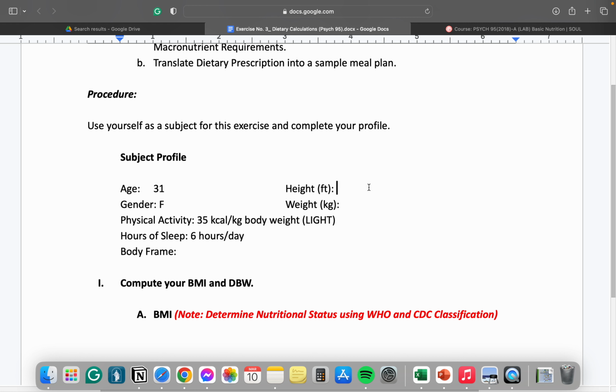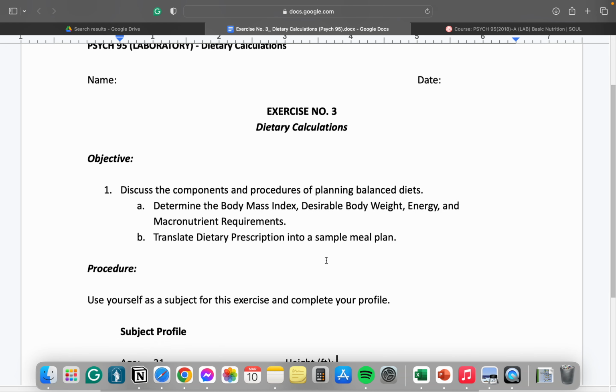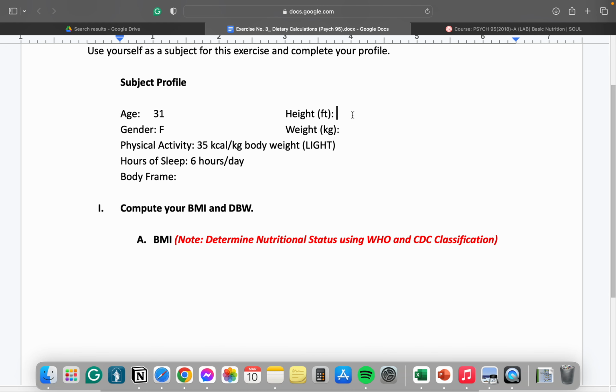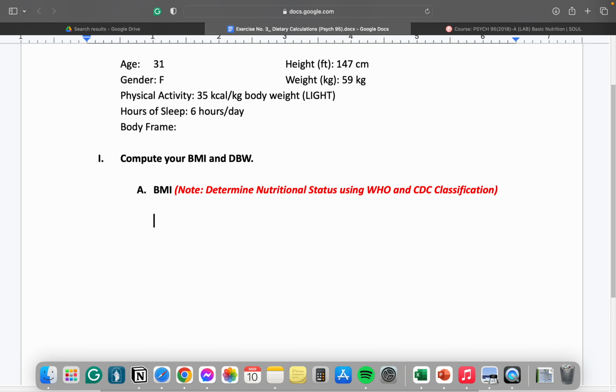in centimeter. So in this case, I'm asking for feet, but the calculation would require for you to convert this into centimeter. So if you know your height in centimeter, you can just put it in centimeter. So I'm very short. I'm just 147 centimeters. My weight is at 59 kilograms at the moment. Let's proceed to calculate your BMI.